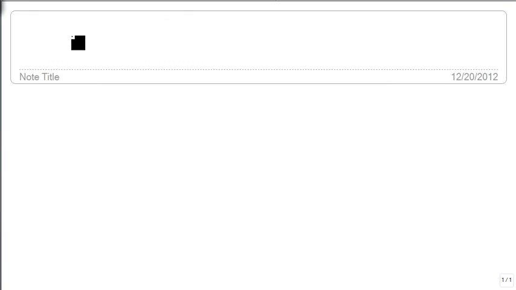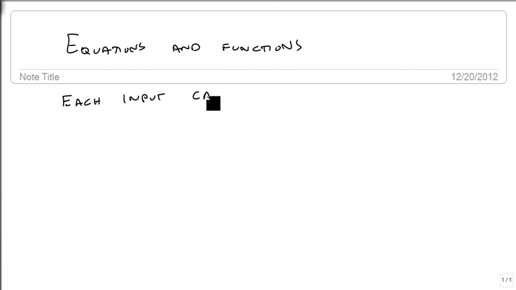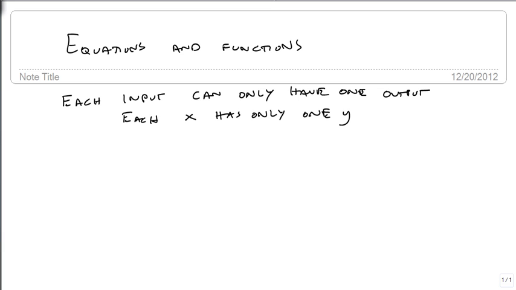Well, what about equations? Which equations are functions? This is a little bit harder, but we're going to get right down to it. Remember, the idea is each input can only have one output. Or in other words, each x has only one y. The trick here is to get the y's by themselves and then to see what's going on. So we're going to start with a linear equation.